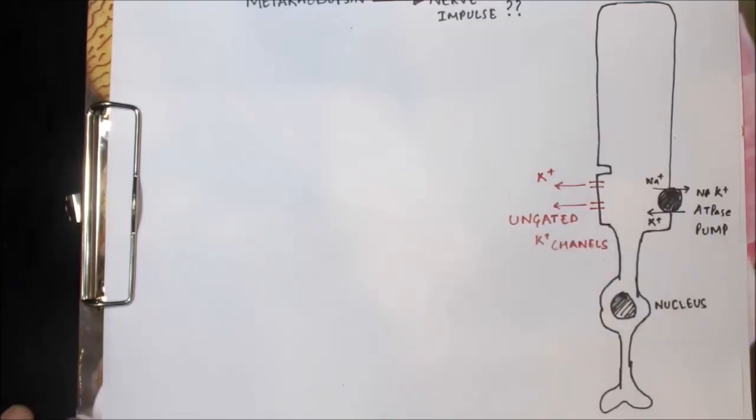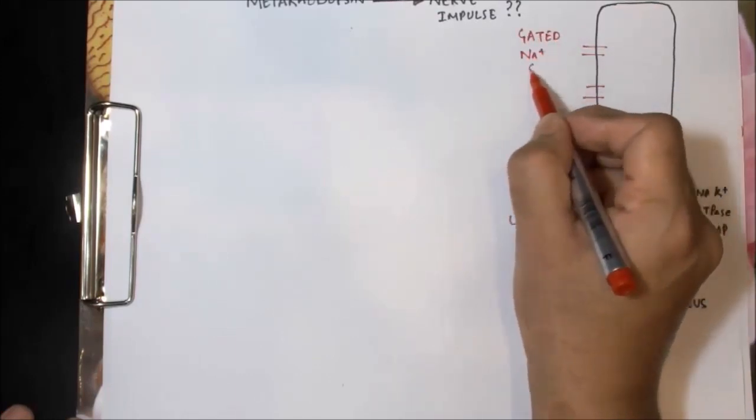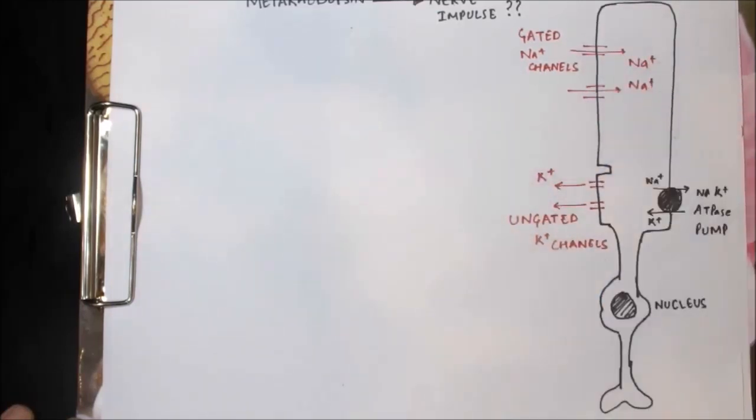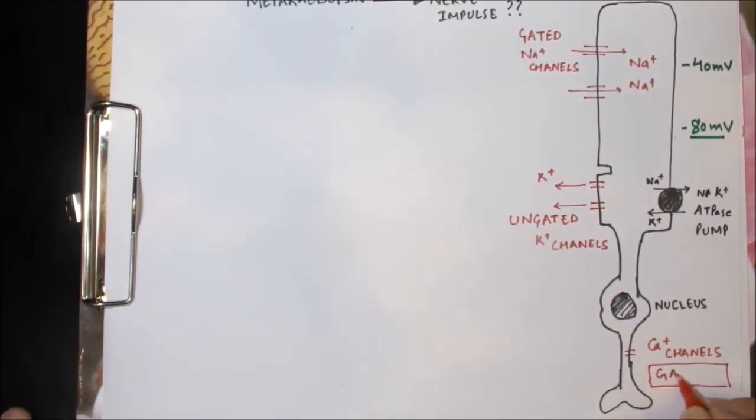There is a gated sodium channel, which allows entry of sodium ions, and because of this a hypernegative charge is developed inside the body of the rod cell. There are gated calcium channels near the axon, and because of entry of calcium into the rod cell, there is release of glutamate.